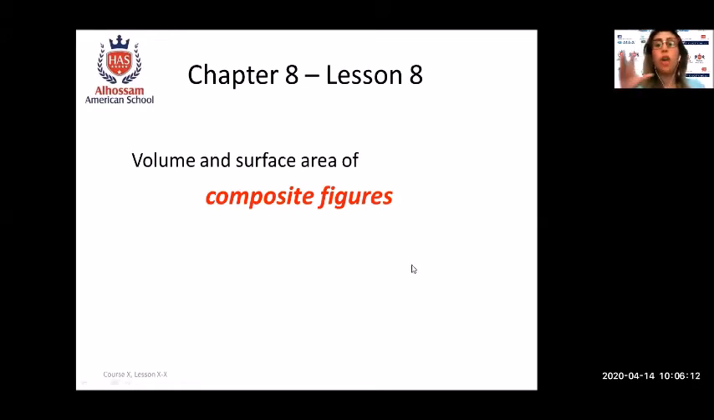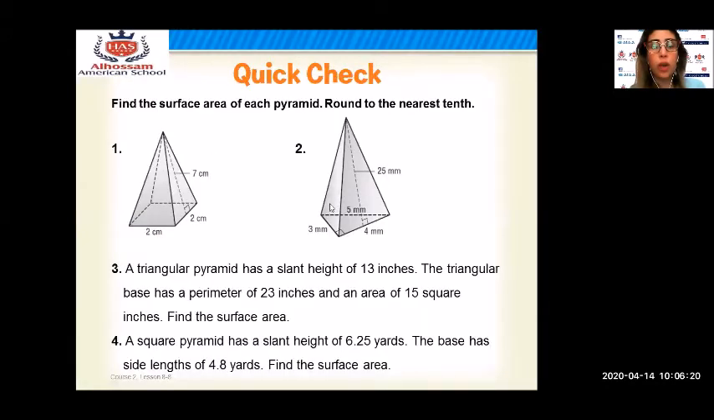Let's see what we are going to do with composite figures. First of all, as we used to do, I want to check the previous lesson. Find the surface area of each pyramid, rounded to the nearest 10. Find the surface area of the first shape. Who will solve with me?